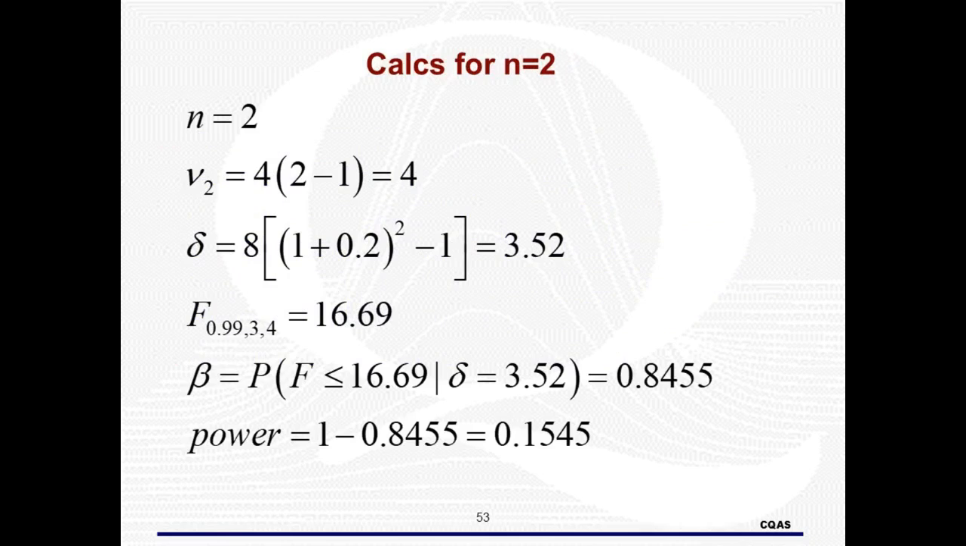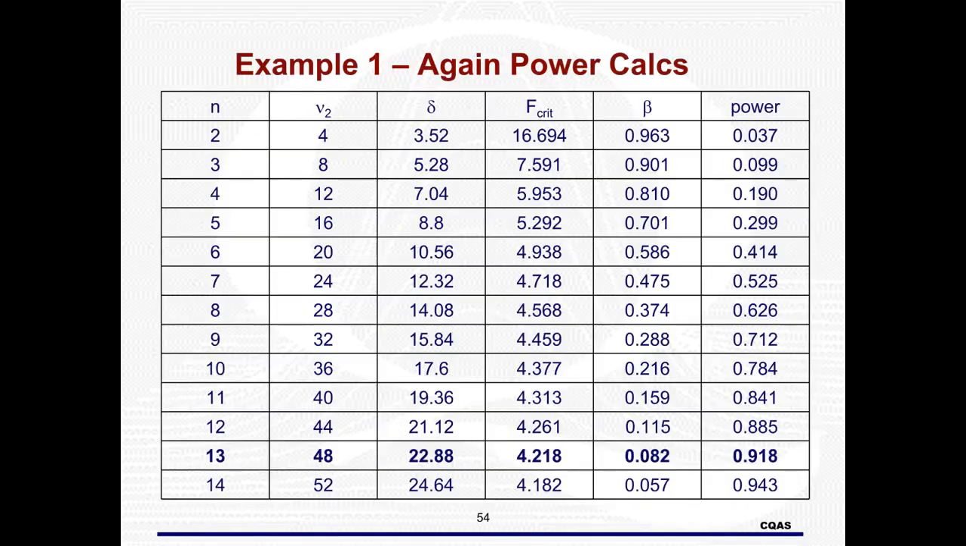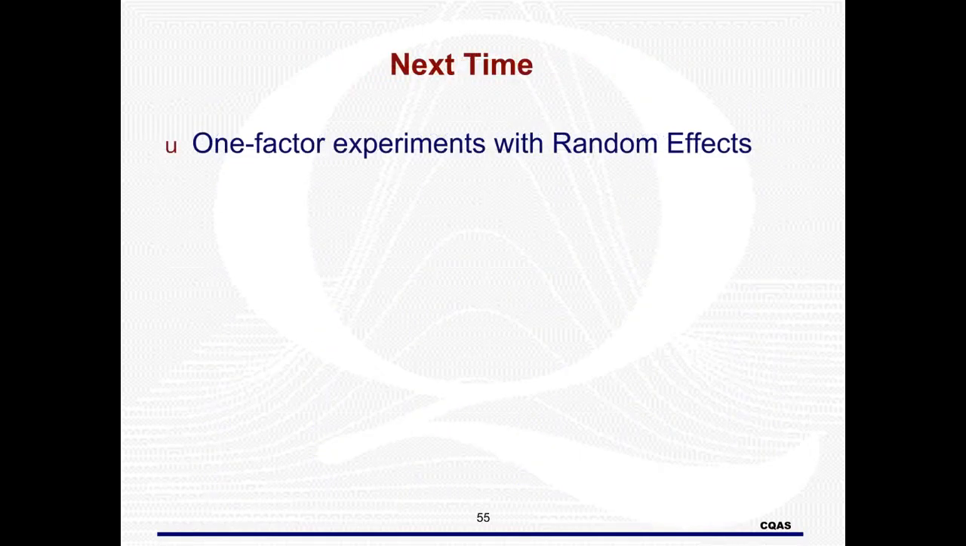Again, I have created a function in R. This is also in the file sample size fixed, and the function is called sample.percent. Based on the previous function, you should be able to figure out how to use it. Here we find n equals 13. Next time we will talk about random effects.